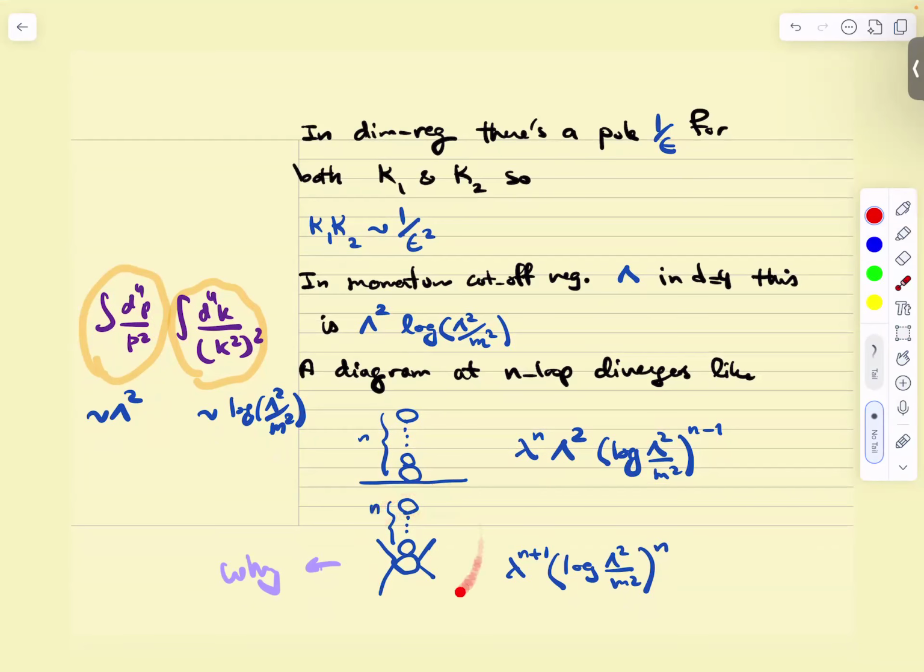Now, consider this diagram, these bubbles on top of it. Just convince yourself this is Lambda to the n plus 1, log of Lambda squared to the power of n. It's for you. Good.